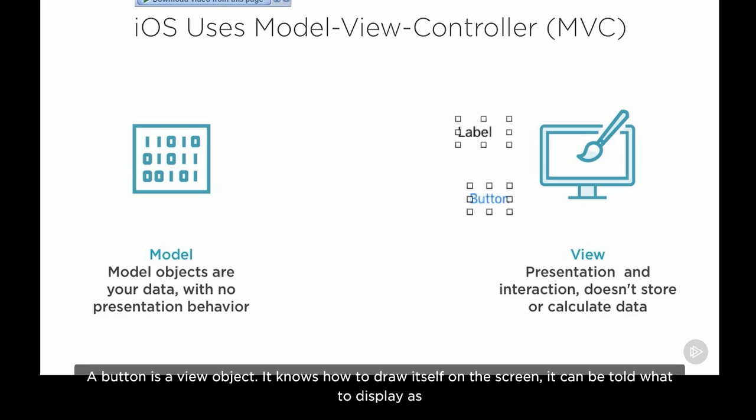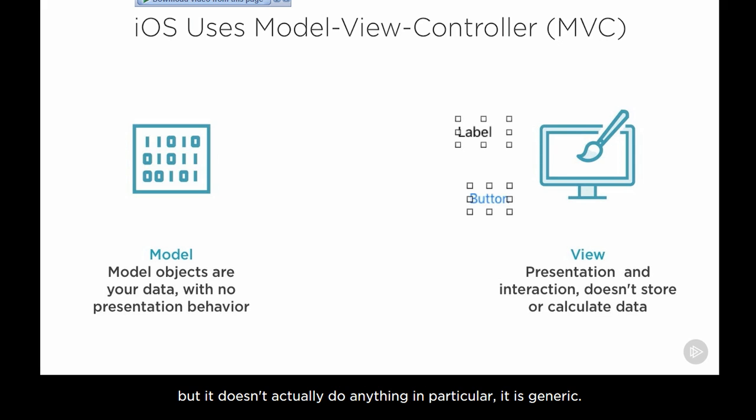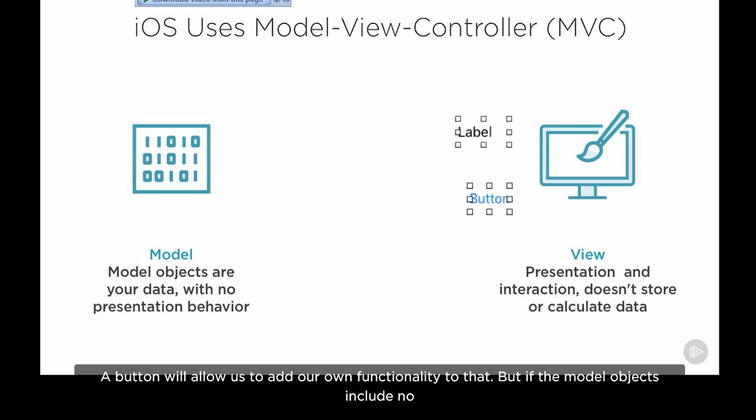A button is a view object. It knows how to draw itself on the screen. It can be told what to display as its text, but importantly, it also supports interaction. So there is logic here. There is behavior in view objects. A button knows it can be touched and that its appearance should change when somebody touches it, but it doesn't actually do anything in particular. It is generic. A button will allow us to add our own functionality to that.